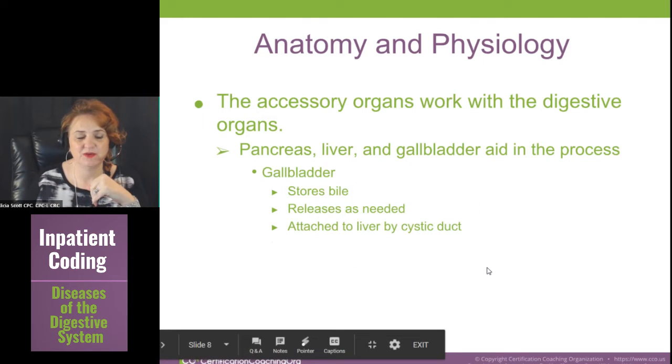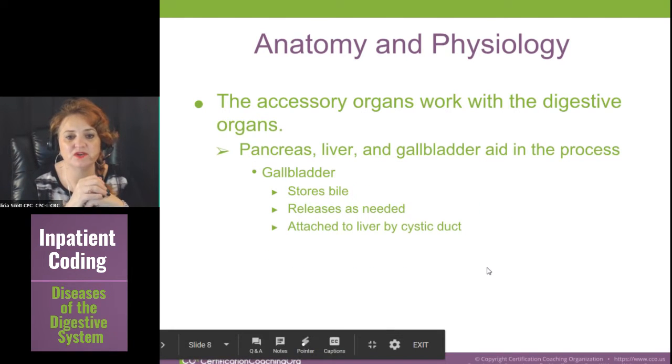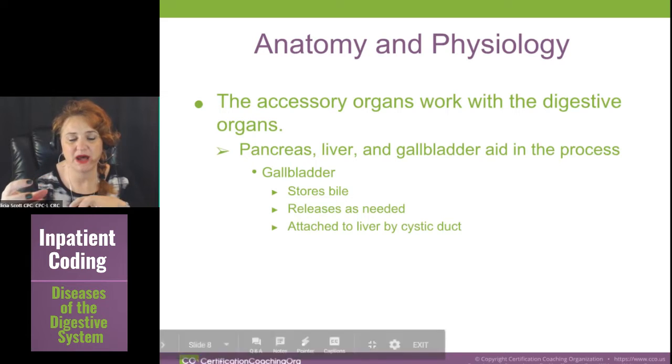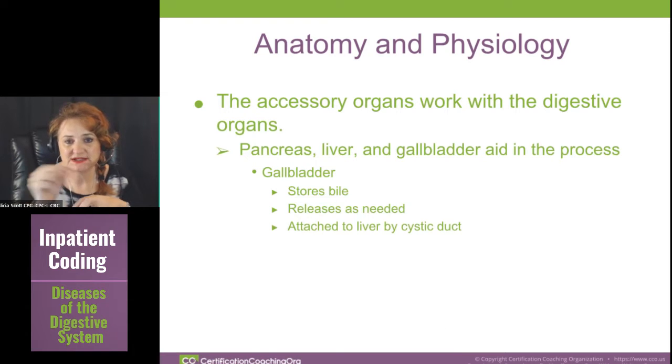All right, then we have the gallbladder. The gallbladder stores bile, but it releases it as we need it. And it is attached to the liver by the cystic duct. And that's why when a person has a problem with their gallbladder, they call it cholecystitis, because of that duct. They're talking about the cystic duct that connects the gallbladder to the liver.